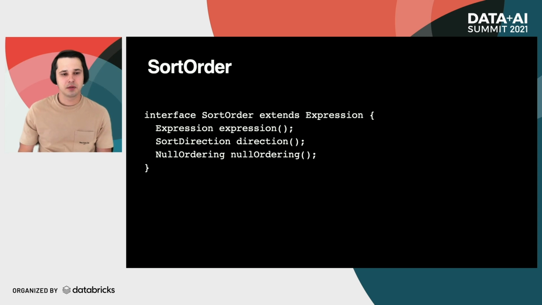And in order to indicate how you want data to be ordered, you will return an array of sort order expressions. You don't have to implement these expressions yourself. There are utilities that allow you to construct objects of this interface, where you basically say, hey, I would like my data to be ordered by this expression. I would like it to have this direction and this null ordering.